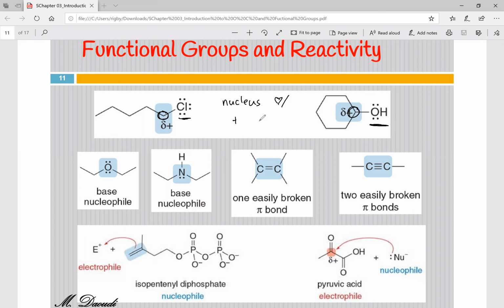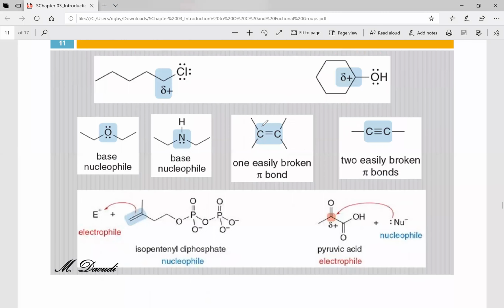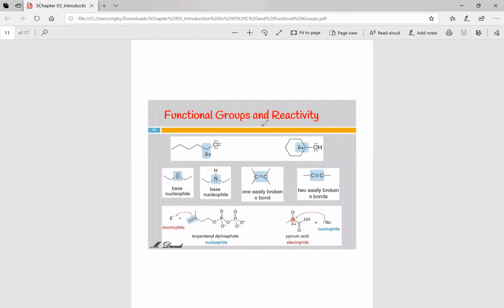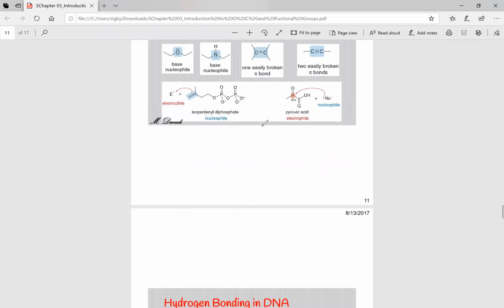Nucleus loving, positive charge loving. Okay, and on the flip side, we have electrophiles, which are electron loving, negative charge loving, which we talked about a little bit before in the acid base chapter. And again, we'll go into it more when talking about further organic reactions. We can see here that we have different nucleophiles, different pi bonds. All of this stuff is what causes reactions to occur in organic chemistry, and this is what we're going to be focusing on. You don't have to memorize any of this yet for this class, because we will talk about each one of these more individually in further chapters.